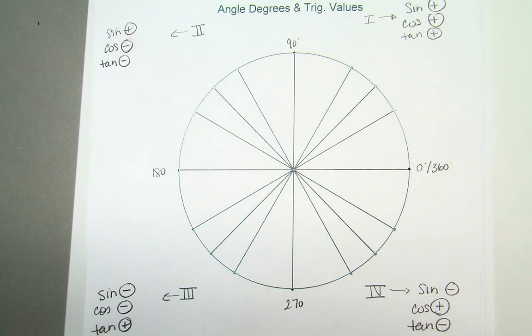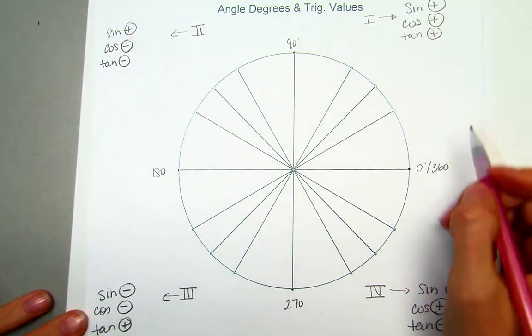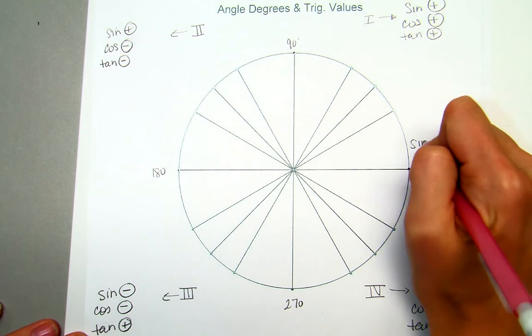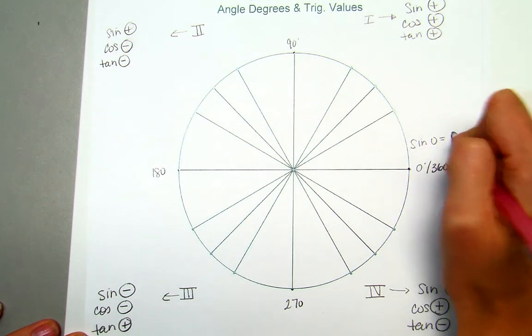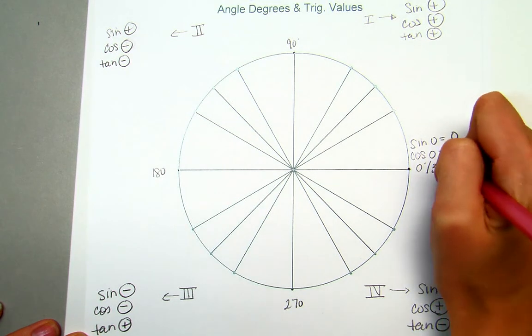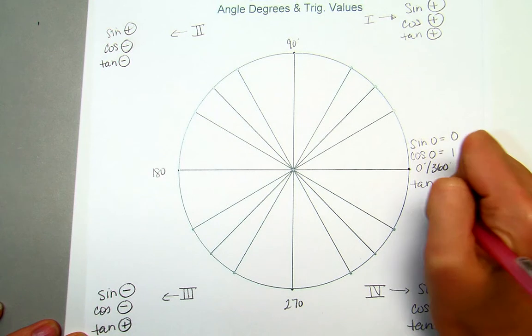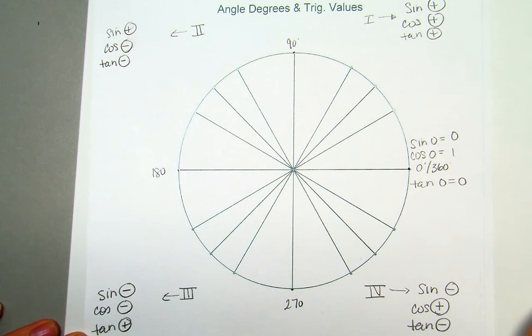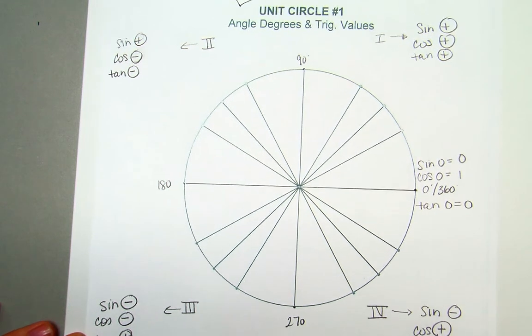Okay, so let's just go around and fill in on our unit circle what our sine, cosine, and tangent functions are for each of the quadrantal angles. So at 0 and 360, sine of 0 will always be 0. We can also use them interchangeably for 360. Cosine of 0 will always be 1, and tangent of 0 will always be 0. I can also replace those with 360 and still get those same values.